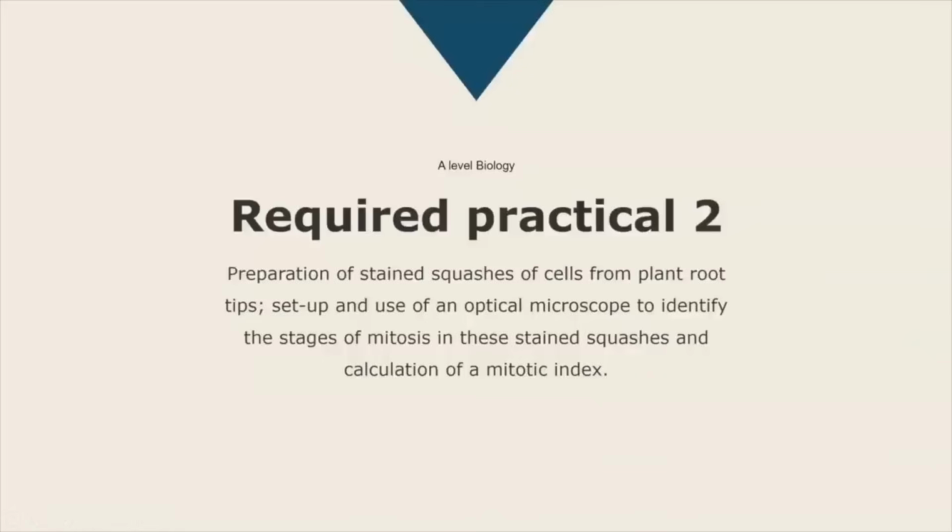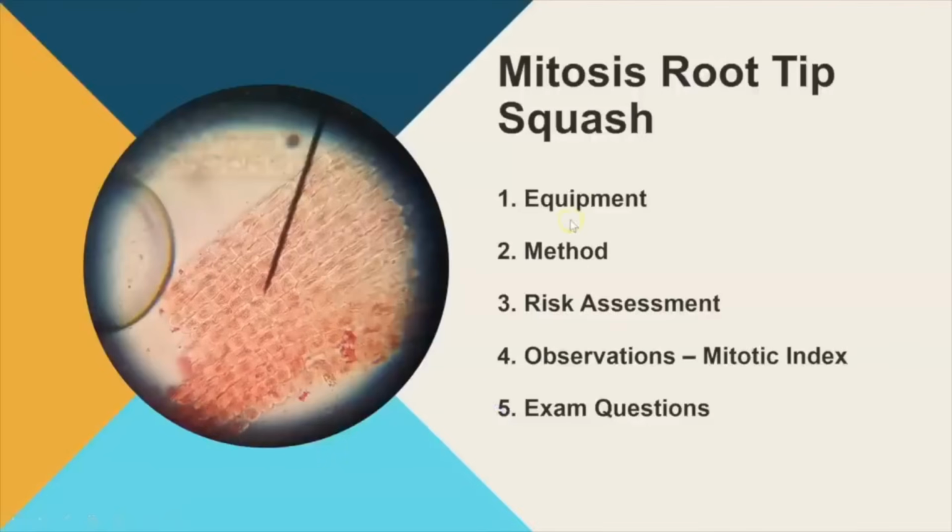So this practical is the one where you have to prepare a stained squash of cells and then work out the mitotic index. And what we're going to go through is the equipment, method, risk assessment, how you then work out the mitotic index, and the typical exam questions you get linked to this required practical.